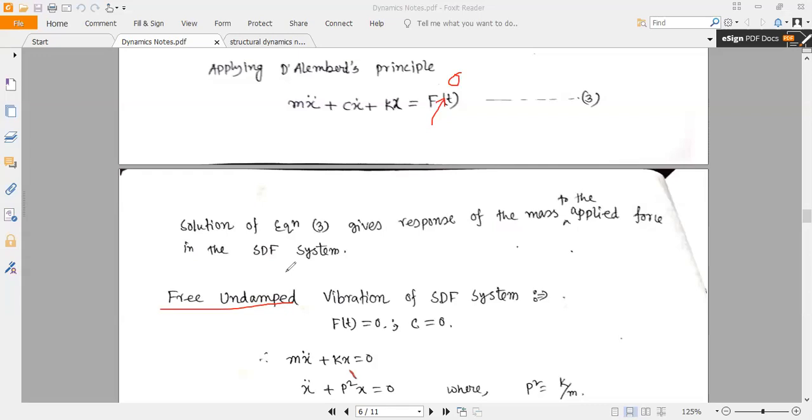Yes, sir. And it is also mentioned that it is a free undamped vibration. Undamped means there will be no damping. Subsequently, we'll introduce the damping in the system. So in the first case, to get the concept, the vibration will be a free vibration, that means no force, and undamped vibration, that means no damping. So force is equal to zero, and the damping constant C is equal to zero. Vibration is not zero, force is zero. In free vibration, the vibration is happening, but no force is acting.